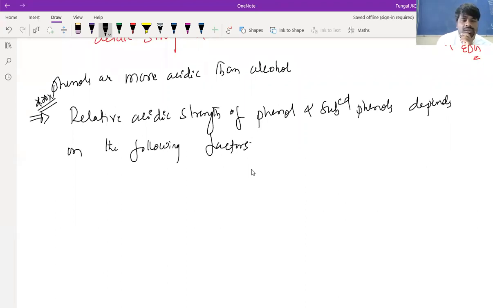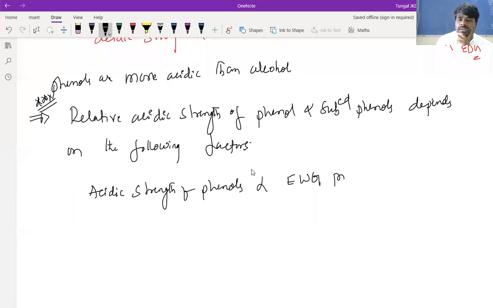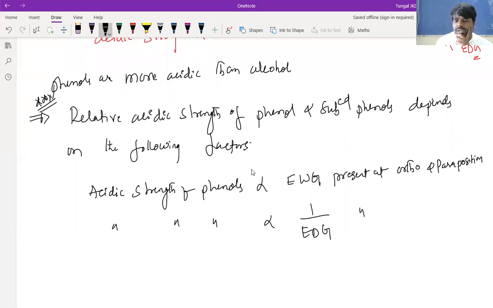See, what does it mean? The acidic strength of phenols is directly proportional to electron withdrawing groups present at the ortho and para positions, and the acidic strength of phenols is inversely proportional to electron donating groups present at the ortho and para positions.